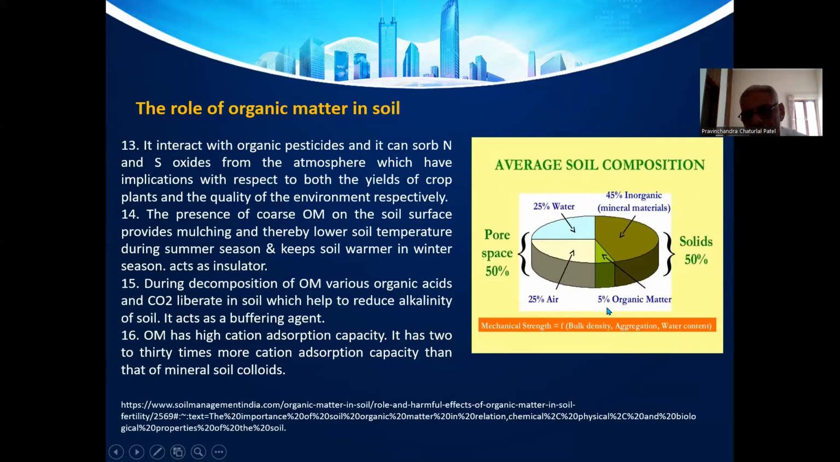So in soil, 5% organic matter, 45% inorganic, that is mineral material, 25% water, and 25% air. So total porous space is 50%. But when we apply irrigation water or rainfall, the percentage of water increases and air decreases, and vice versa.